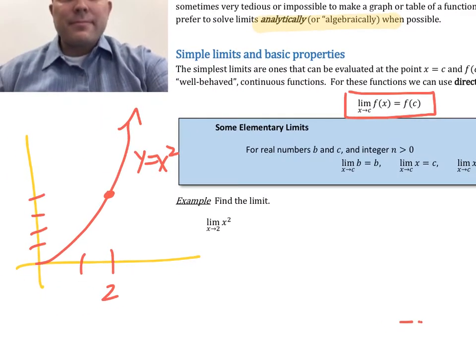So here we have a graph of y equals x squared. Now again, we want to do this without the graph. So we see that as the x value approaches 2, as we're moving along this curve and getting close to 2, the y value is getting close to 4. And we know that because 2 squared is 4, right? So there's no hole there. It's not a problem. That's kind of the key.